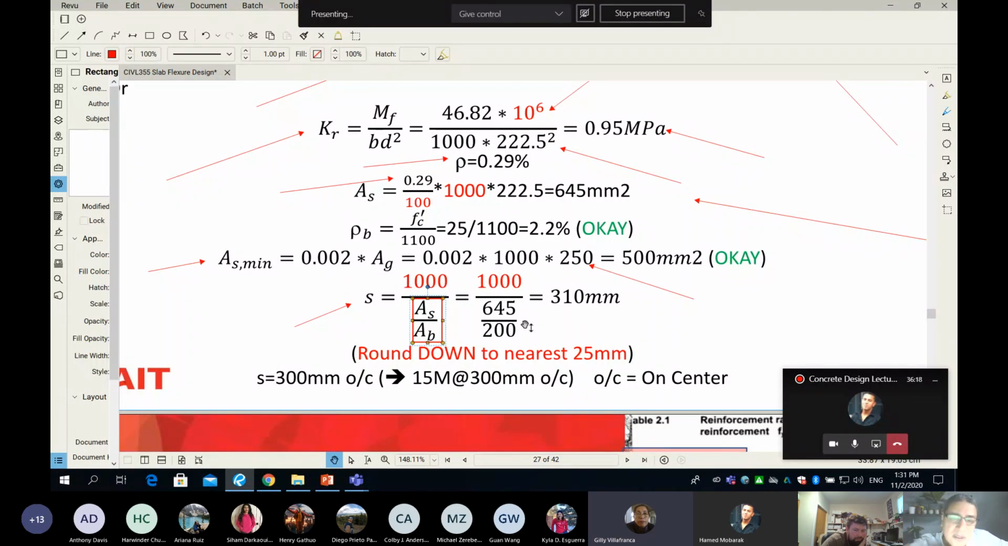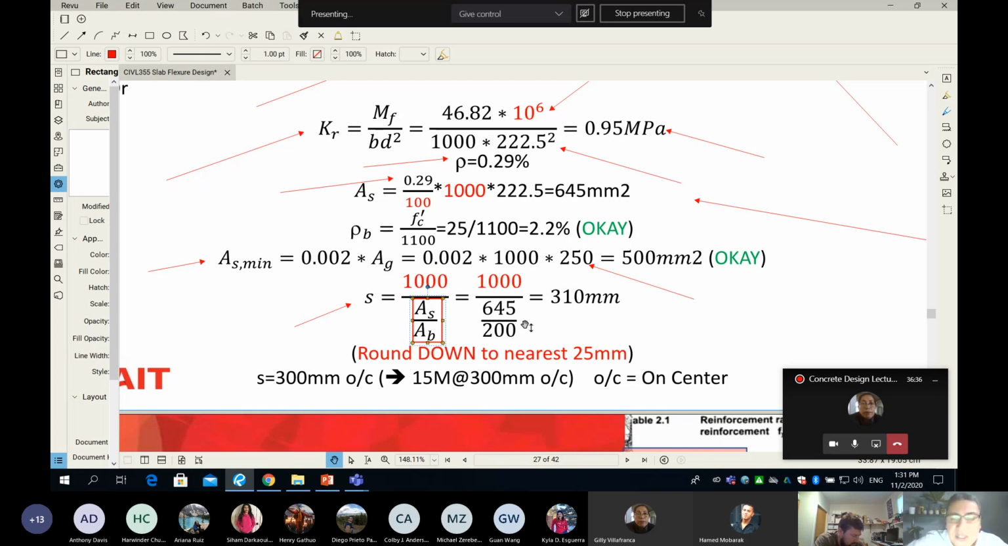How many rebars are in there? Exactly, guys. Please, don't think I'm asking hard questions. I know some of you think that I'm asking hard questions, but to be honest, the questions are very simple. Just try to think. If you divide 645 by 200, that's what we did exactly in beams.